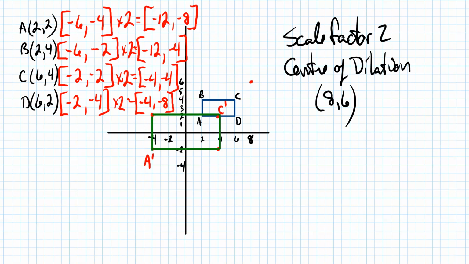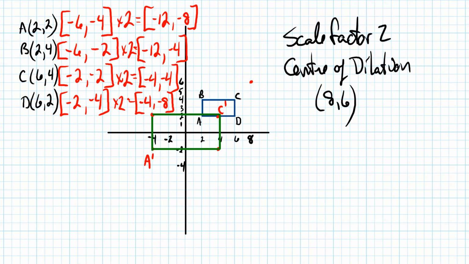So you can see two things have happened. The green box, which is the image after the dilation, is twice as big as the original, and it's also been translated, so it's been shifted, it's been moved. Because the center of dilation is not happening right at the center of the shape, that causes it to move when you do the dilation.